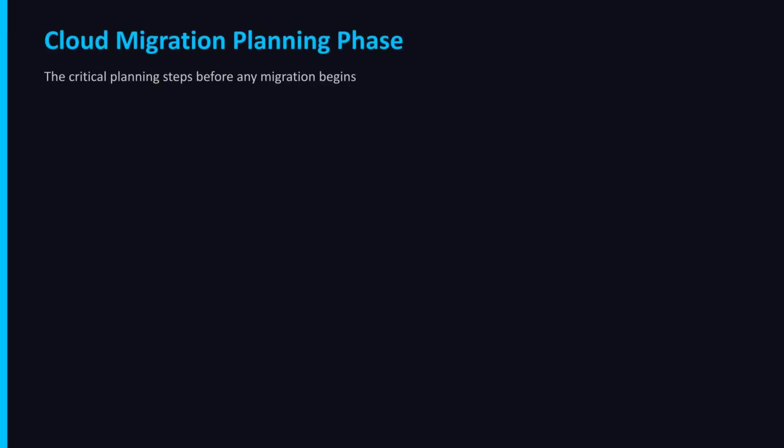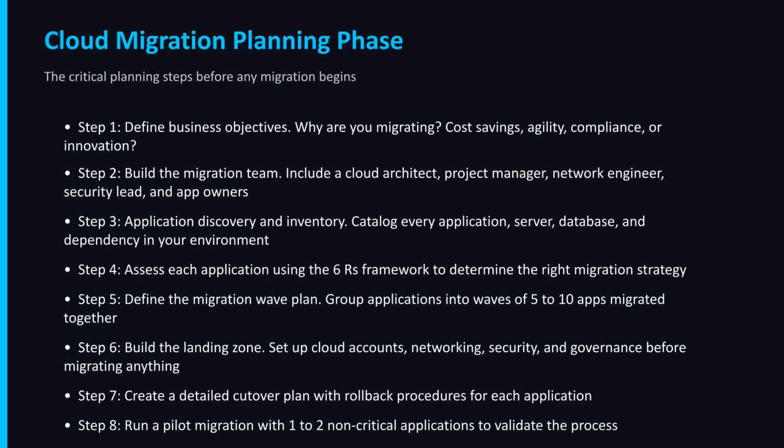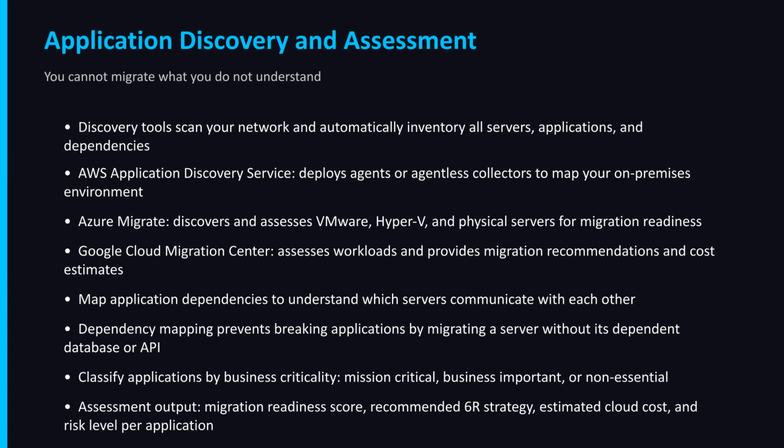Successful migration requires a structured planning phase. From defining business objectives and building your team, to cataloging your inventory and setting up a secure landing zone, these 8 steps form the foundation of a successful migration project. You cannot migrate what you do not understand. Use automated discovery tools from AWS, Azure, or Google Cloud to map your dependencies. By classifying applications by business criticality and understanding server communication, you avoid the risks of breaking integrated systems during your transition.